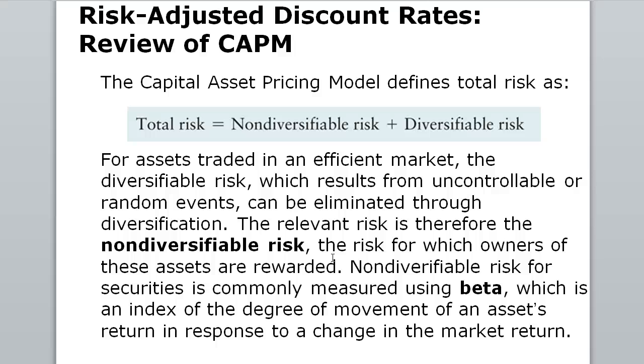So we know that for assets traded within an efficient market, the diversifiable risk, which results from uncontrollable or random effects, can be eliminated through diversification. And therefore the relevant risk is only the non-diversifiable risk, because we assume that everybody's able to diversify.